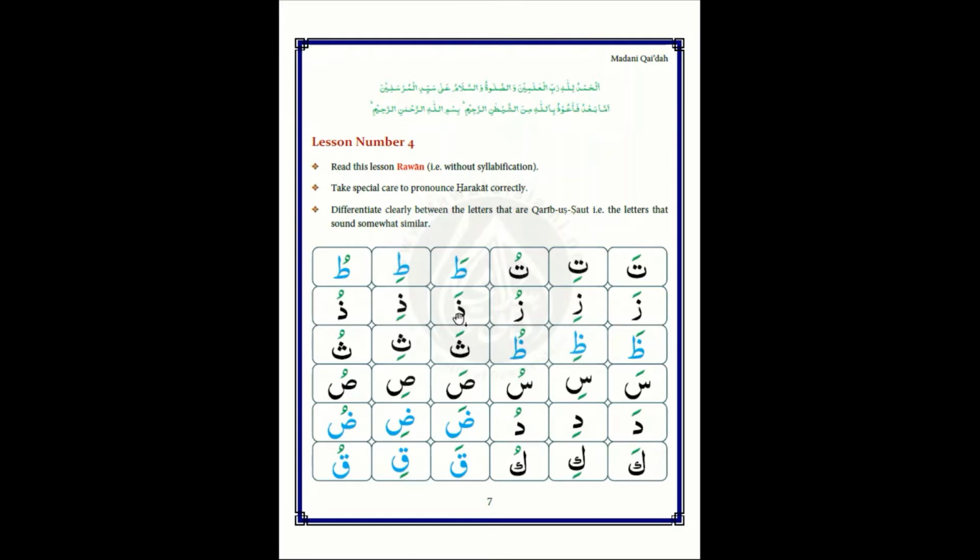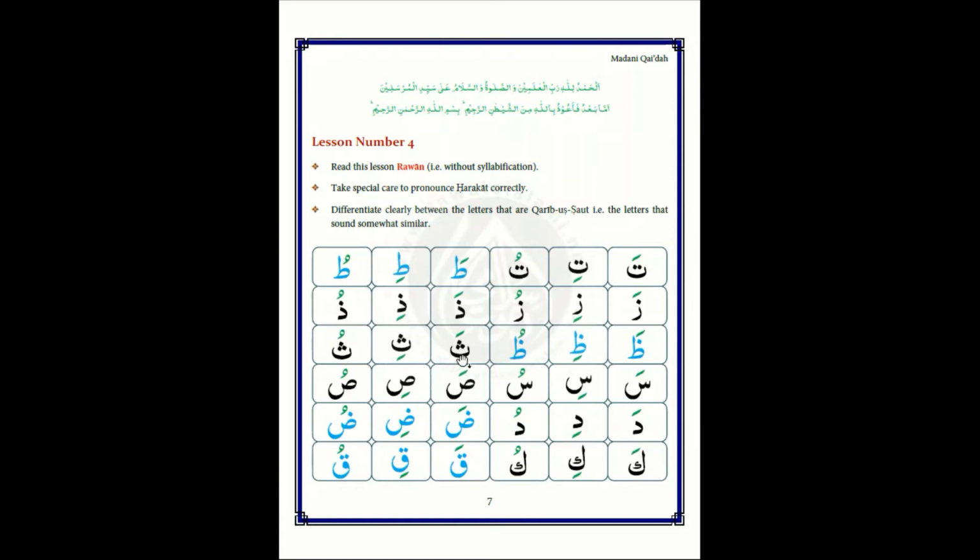Now see softness. Dal zabar da, dal zer di, dal pesh du. Then again softness, but we need to be thicker while pronouncing this. La zabar la, la zer li, la pesh lu. Tha zabar tha, tha zer thi, tha pesh thu.